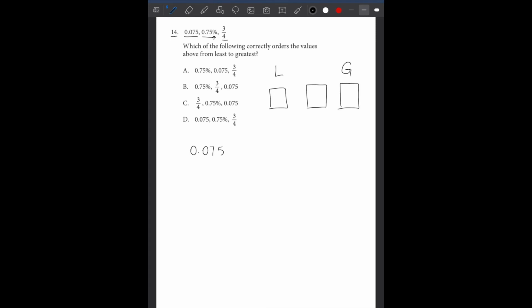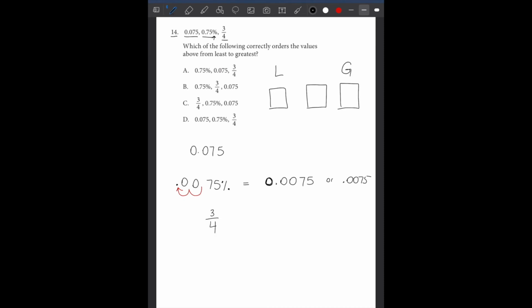So 0.075 is good. Next, 0.75% we have to change. So this percentage sign is going to make this decimal place move over 2 places. 1, 2. So now the new decimal point is there, and we fill in this gap with the 0. So this is now 0.0075. Or you could just say 0.0075. Same thing, but I'm going to just add in this 0 as a placeholder.